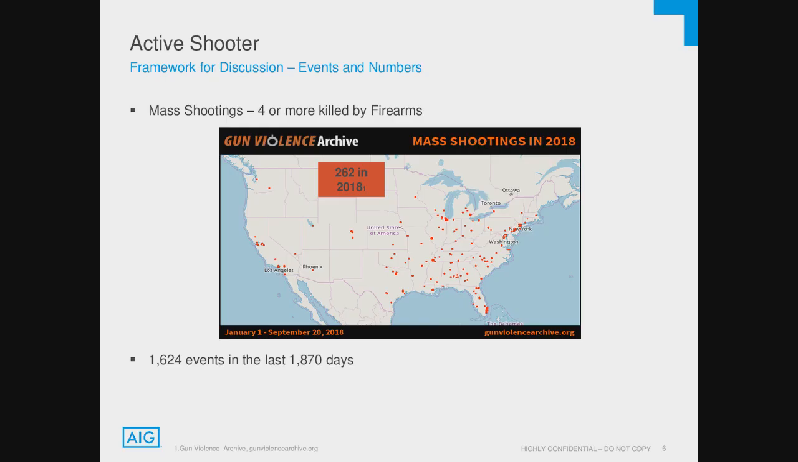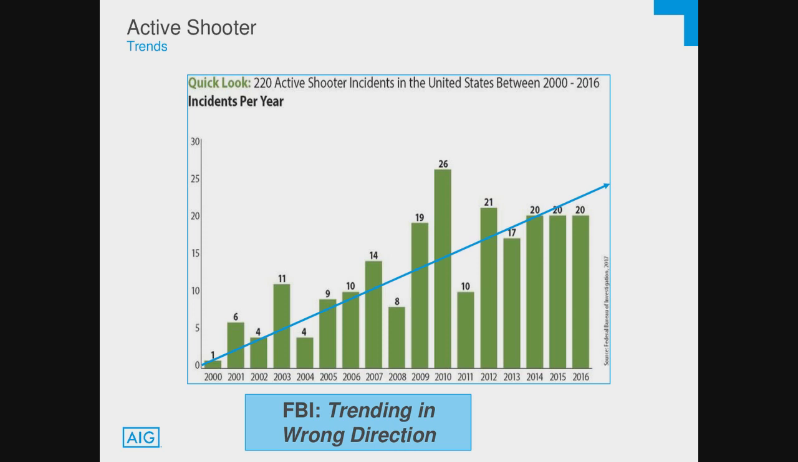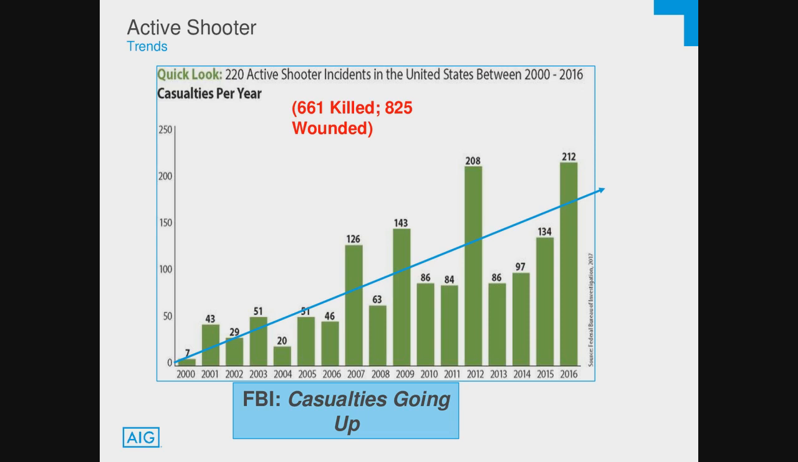And this slide talks about the active shooter events in the United States, and you can see for some reason a lot of it is taking place from the Midwest to the East. So, something to think about if you're located in those areas. It's not going down, it's going up. They're expecting more and more of these to happen. It's a tough threat to mitigate, and we'll talk about that a little bit later. Out of the 220 events, 661 killed, 825 wounded.